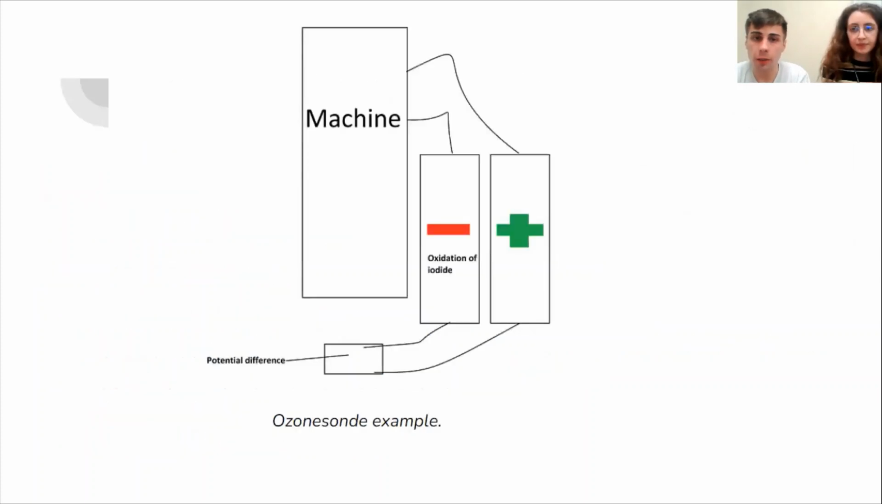And then I drew a little graphic of an ozonesonde. There's the oxidation of iodide at the anode, and this creates a potential difference in correlation to the concentration of ozone. And then here are references.